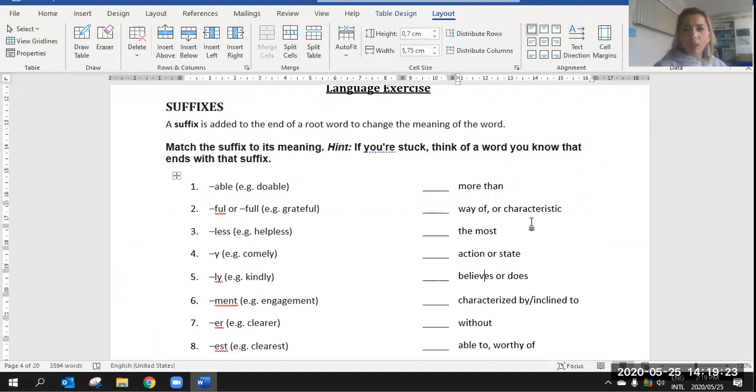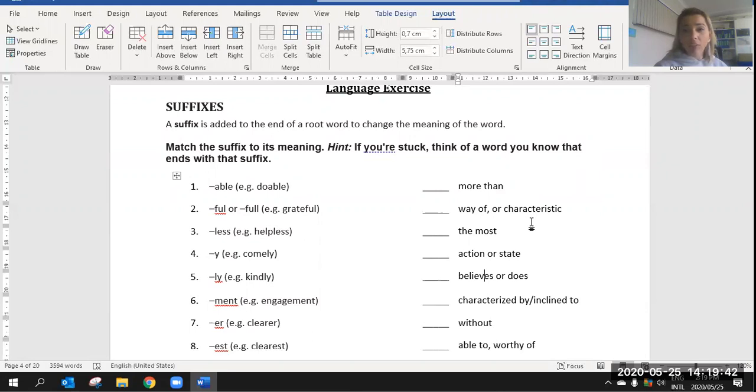A suffix is added to the end of a root word to change the meaning of that word. So you should be familiar with these terms, prefixes and suffixes, and these are also just terms that you will have to learn and should become part of your English vocabulary as we look at our English language. So here I ask you to match the suffix to its meaning. Hint, if you're stuck, think of a word you know that ends with that suffix.